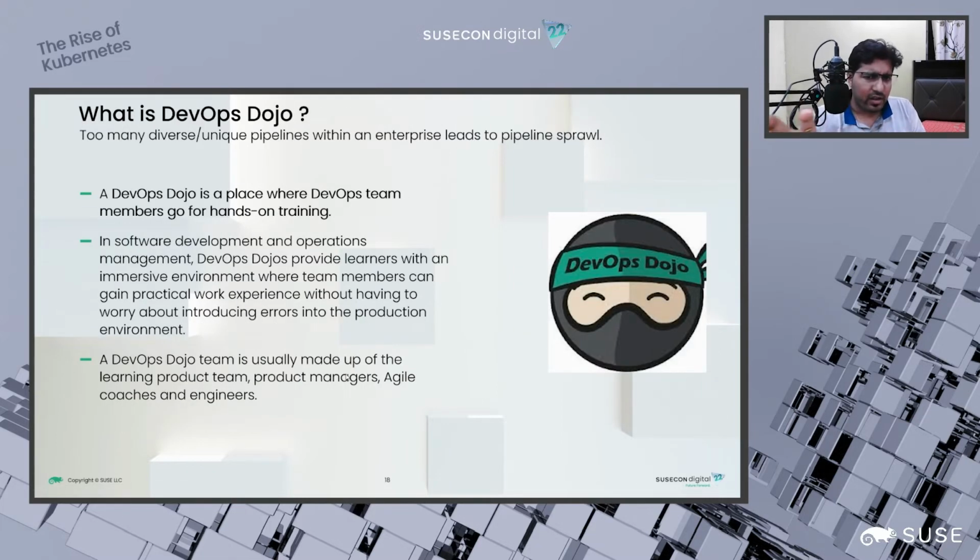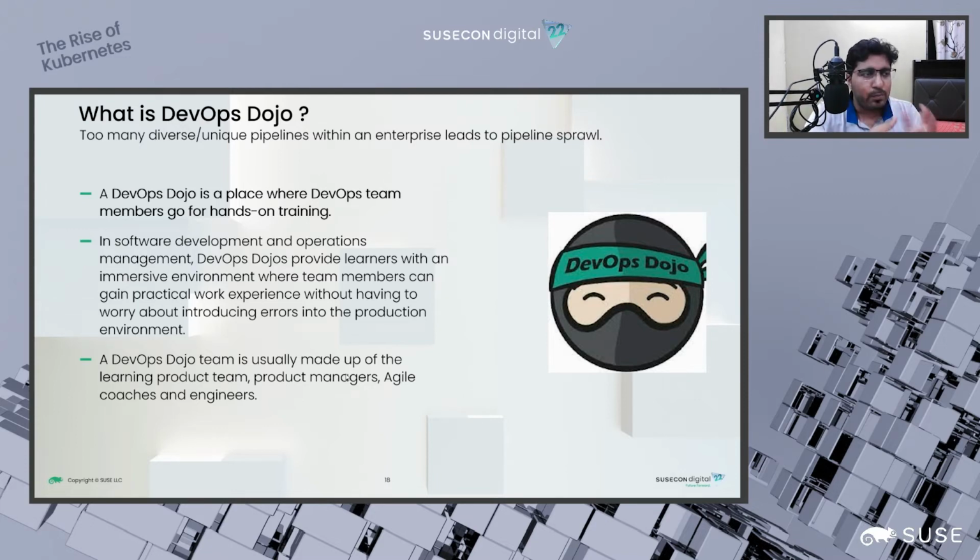So I have referred a little bit to the DevOps Dojo. You can think of it as a specialized DevOps team maybe. A DevOps Dojo is mostly a place where DevOps team members will do hands-on training, right? This will provide learners with an immersive environment, and it's usually made up of the product team, product managers, agile coaches, engineers. So DevOps Dojo is just one abstraction, and you can think of them as a specialized team. That will give you a little bit more benefits.